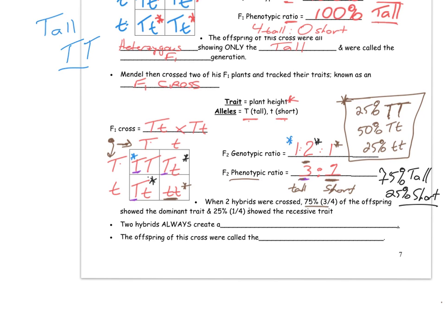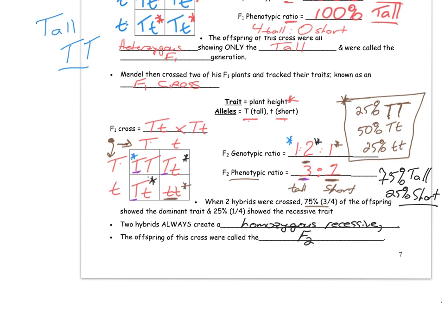If you cross two hybrids, they're always going to create a homozygous recessive, and they're always going to create a homozygous dominant. They're always going to create two heterozygotes. The offspring of this cross were called the, and I hope you know that, the F2 generation, right? They're always going to produce that whenever you cross two heterozygotes.